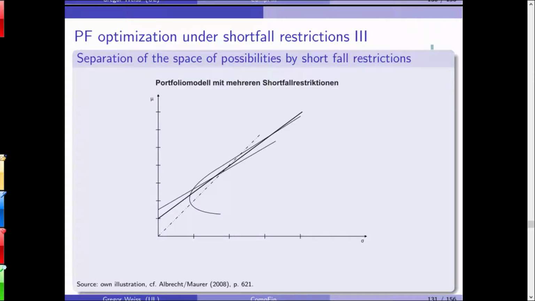Well, same here. You can see that you have your efficient edge, and if you include all the shortfall restrictions, you realize that actually these are the only portfolios that fulfill all these shortfall restrictions. And then you have to look for your optimal solution on this part of the efficient frontier.